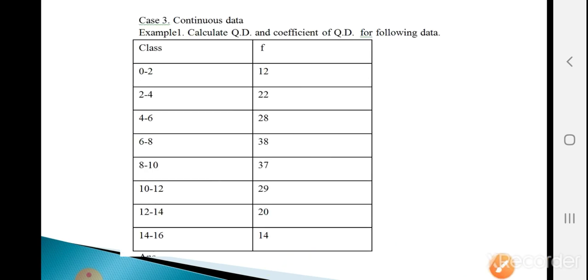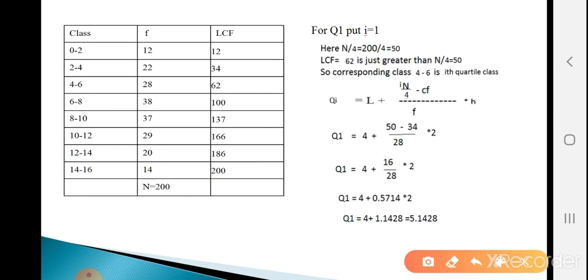Now see the last case, continuous data. Calculate the quartile deviation and coefficient of quartile deviation for the following data. Continuous data means we are given the classes along with their frequency. Now how to calculate the quartiles for continuous data? For finding the quartiles for continuous data, first calculate LCF. So how to calculate LCF?